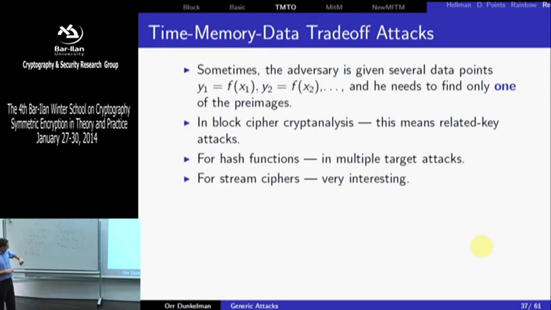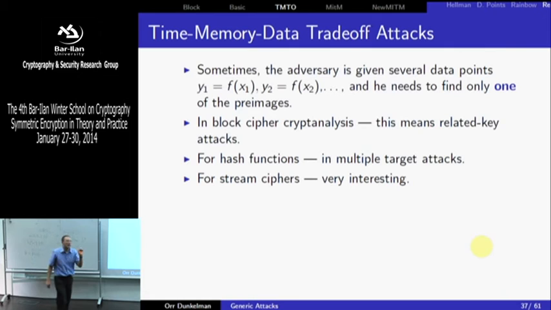So we don't have that much time, and we need to get to the interesting stuff. I will just skip the time-memory-data trade-off. I will just mention the fact that sometimes you get several data points, meaning I'm asking you to invert the function. Here is y1, which is f of x1, y2 is f of x2, y3 is f of x3, etc. And I want to find one of the pre-images.